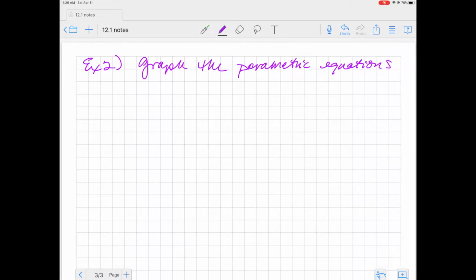Okay, let's do some more practice here. Example 2. So this is similar to the other ones that we did, where I have x in this instance is now equal to 4 cosine 2 pi t. Y is equal to 4 sine of 2 pi t, where 0 is less than or equal to t, which is less than or equal to 1.